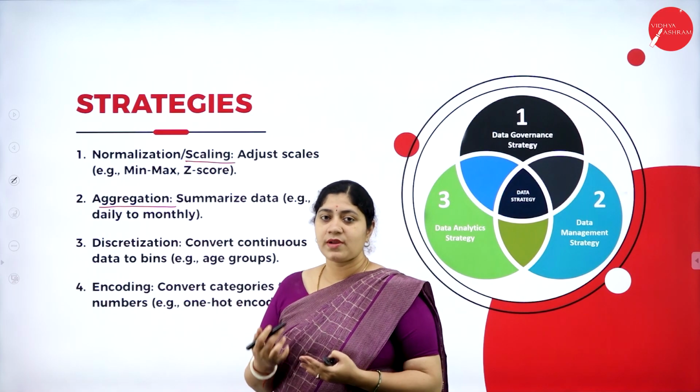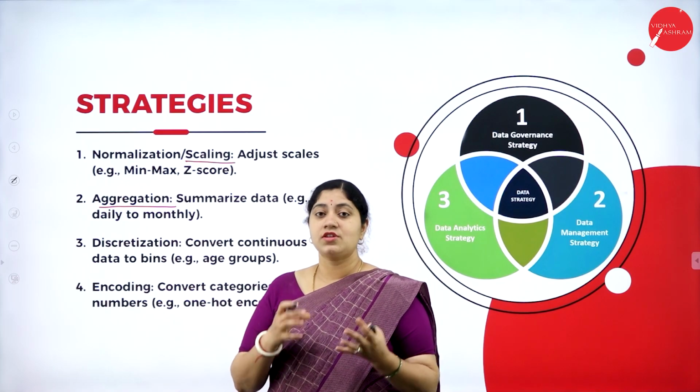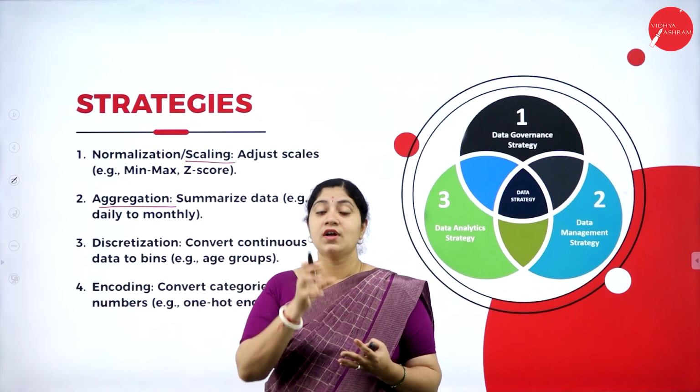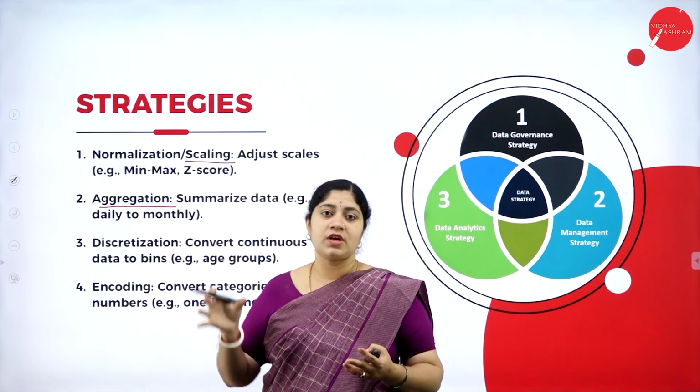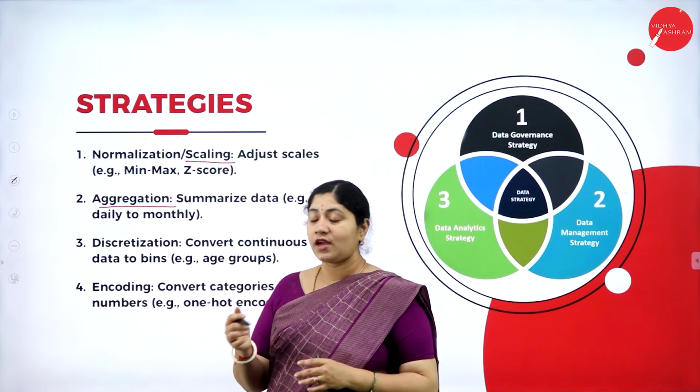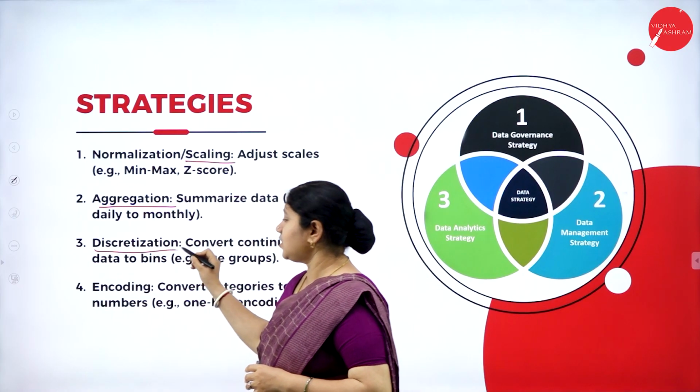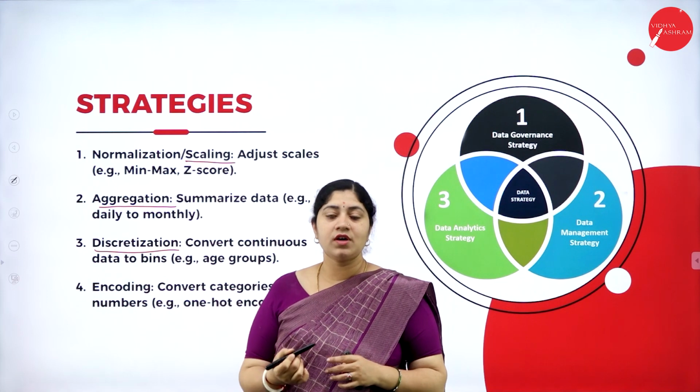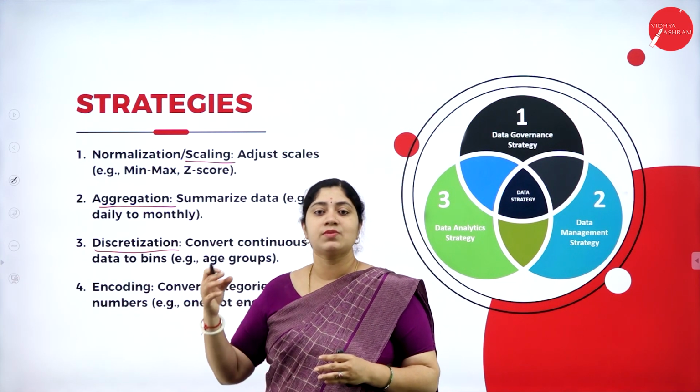The next strategy is aggregation, which means we are summarizing our information. For example, we are storing or summarizing daily information into a monthly format. The next strategy that we can utilize is discretization, which converts the information into various bins.